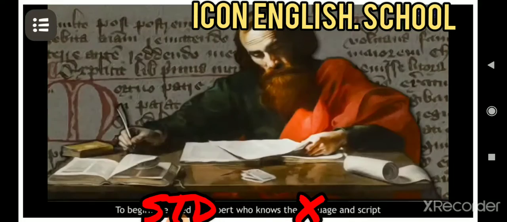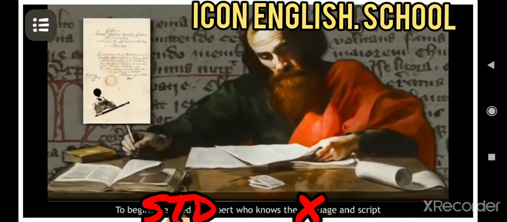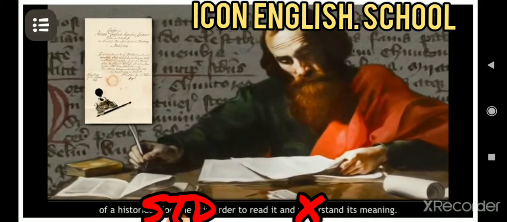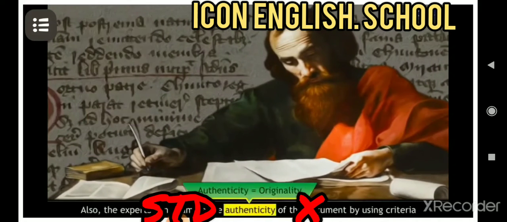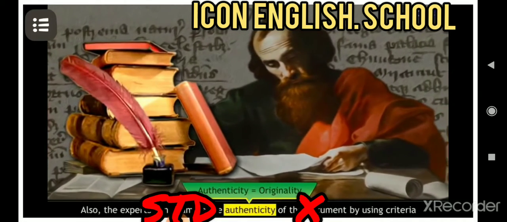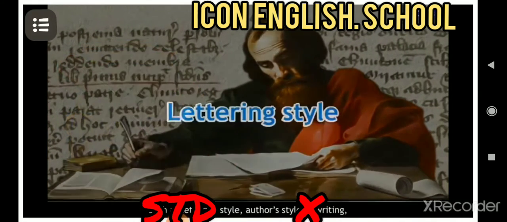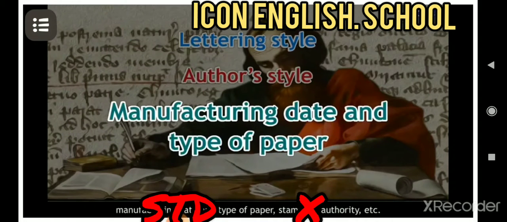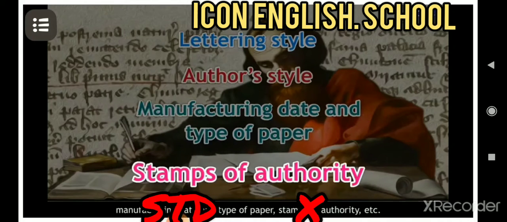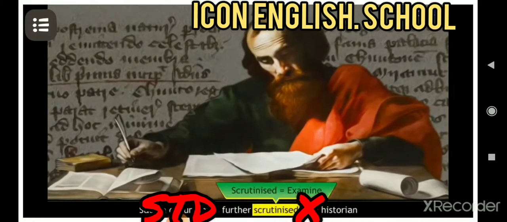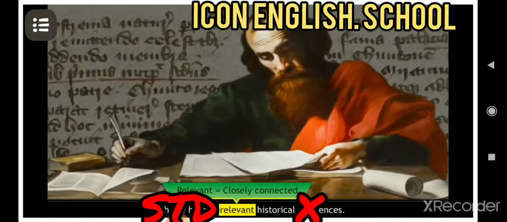To begin, we need an expert who knows the language and script of a historical document in order to read it and understand its meaning. Also, the experts can examine the authenticity of the document by using criteria such as lettering style, author's style of writing, manufacturing date and type of paper, stamps of authority, etc. Such a document is further scrutinized by a historian with the help of relevant historical references.